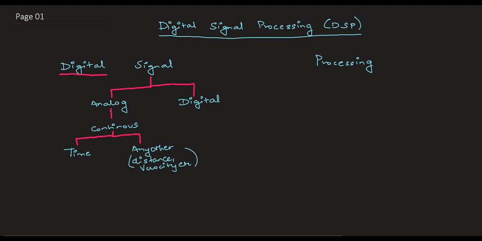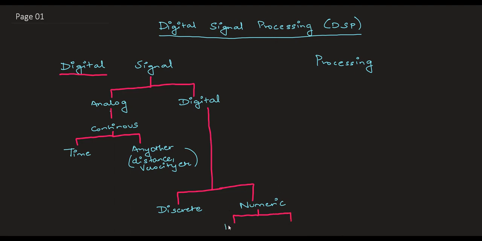As you can see, a signal can be either analog or digital, and an analog signal can be continuous in time, or it can be continuous in another entity like distance, astronomical distance, light year. So they are distance based continuous signals. Now, a digital signal can be classified as either discrete, which consists of sample points, or numeric. When I say numeric, it can be either binary or octal or hexa. So any signal which is represented using numbers is a numeric signal.